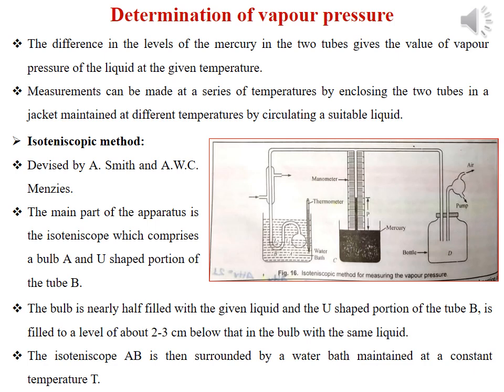Now what is done is that the bulb is nearly half filled with the given liquid, that is, the liquid whose vapor pressure has to be measured, and the U-shaped portion of the tube B is filled to a level of about 2 to 3 cm below that in the bulb with the same liquid. The isoteniscope AB is then surrounded by a water bath maintained at a constant temperature T.